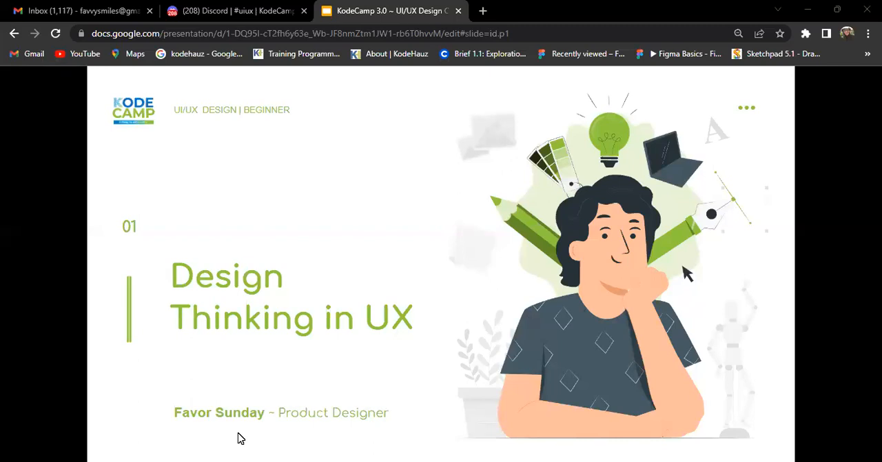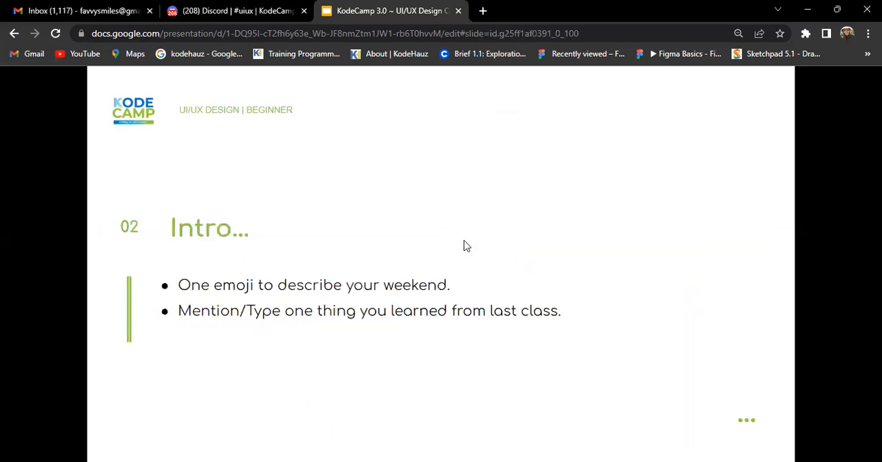We're going to be discussing design thinking in UX today, but we're just going to go through our usual tradition. First of all, I would like us to drop an emoji to describe how your weekend went. Just do that in the chat box very quickly. Describe how your weekend went with an emoji.